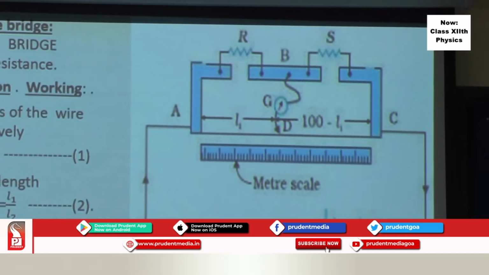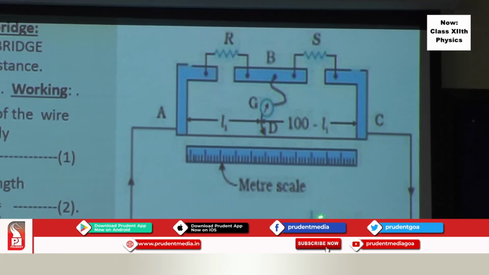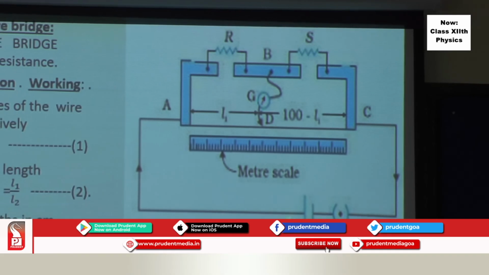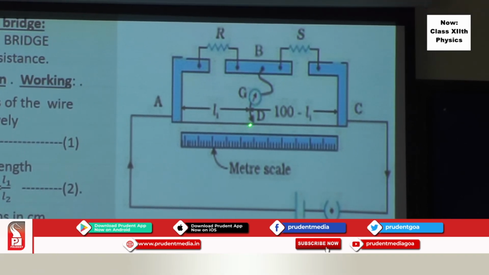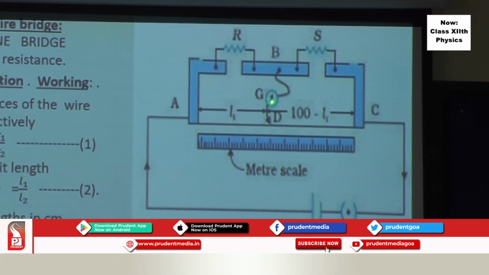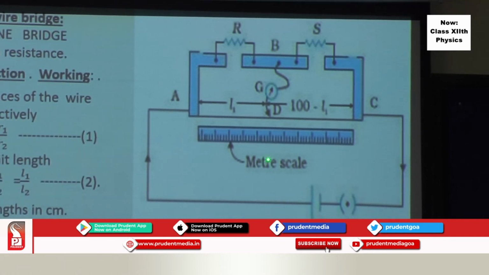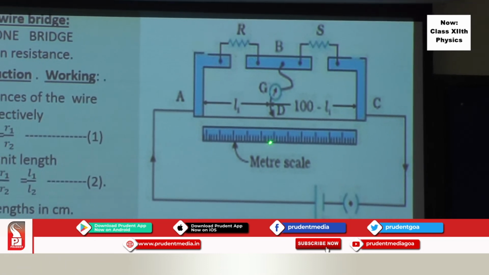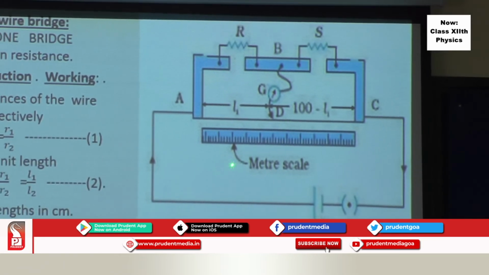Also, consider interchanging the battery and the galvanometer. In the previous case also I told you, if you change the position of the battery and the galvanometer at a null point, say you find a null point at 50 centimeter, and then you place the galvanometer here and battery here, it won't affect the null point. You will get the null point at 50 because the current distribution doesn't change.